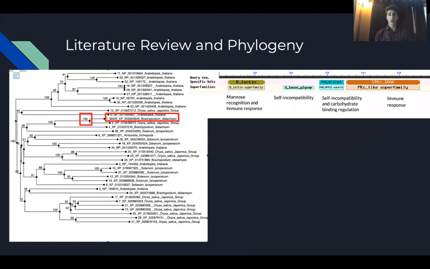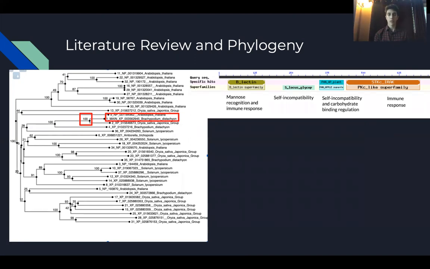A literature review was conducted to see what the role of the protein might be. As you can see, it has several domains, including a sugar or mannose recognition domain, which is usually involved in immune response, another large domain involved in immune response, as well as 2 domains that are often associated with self-incompatibility.